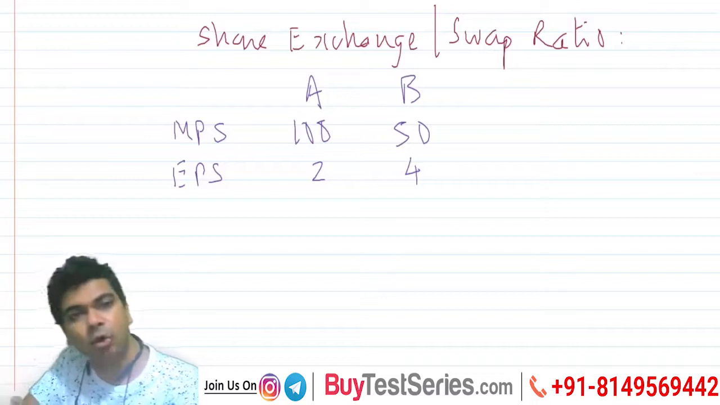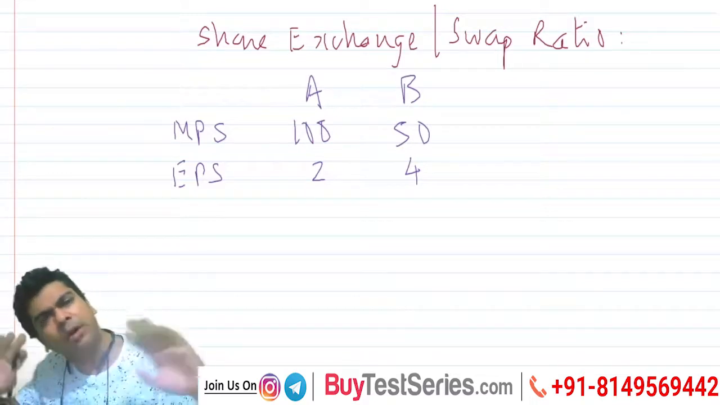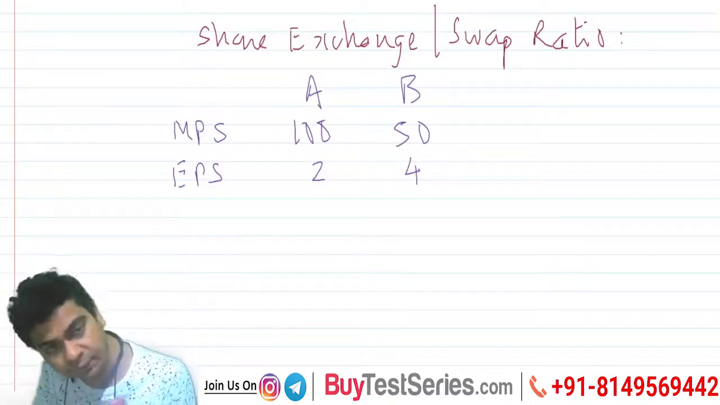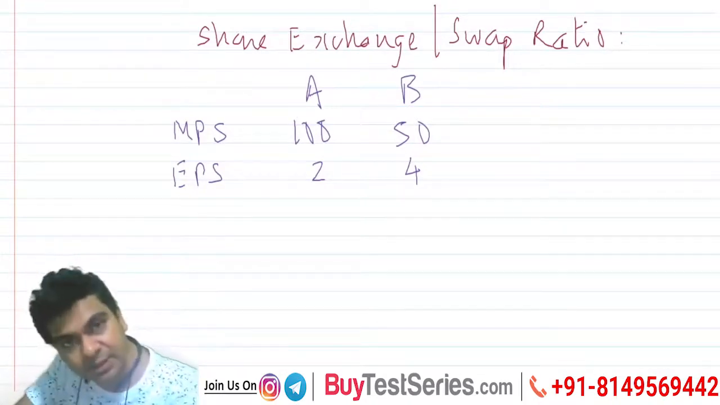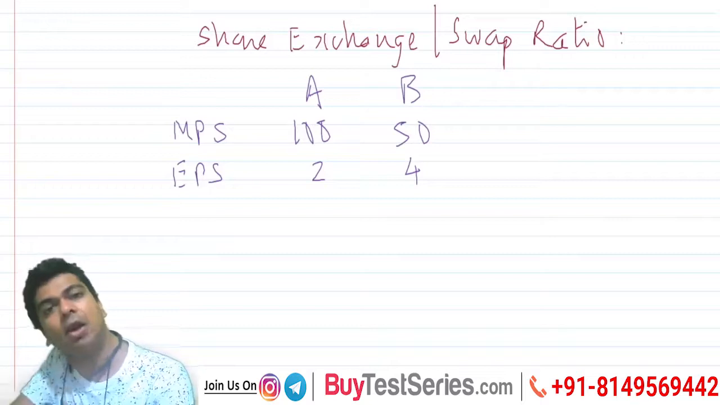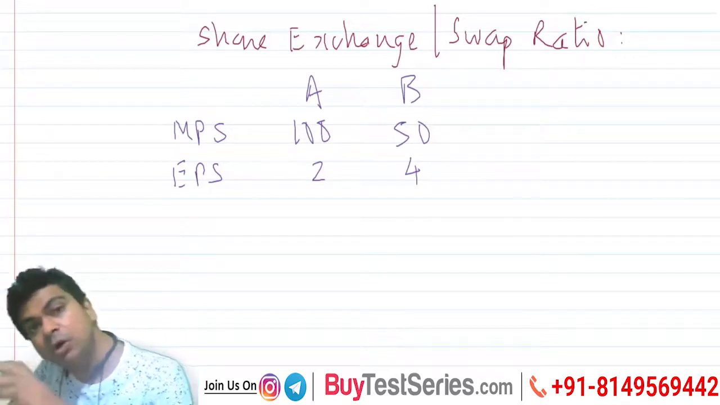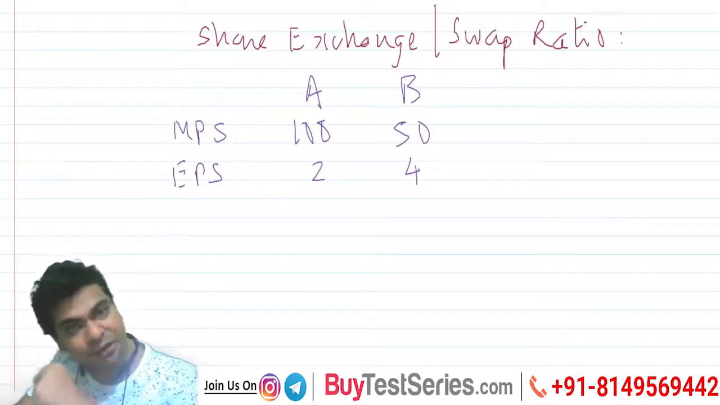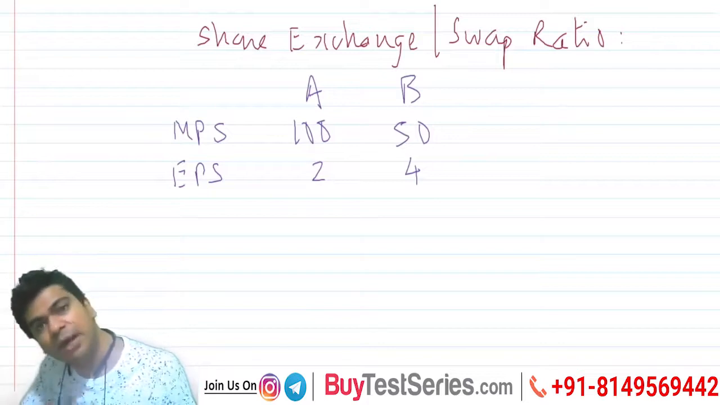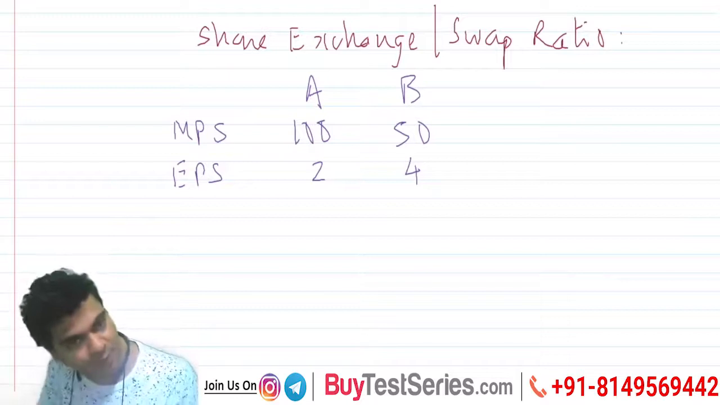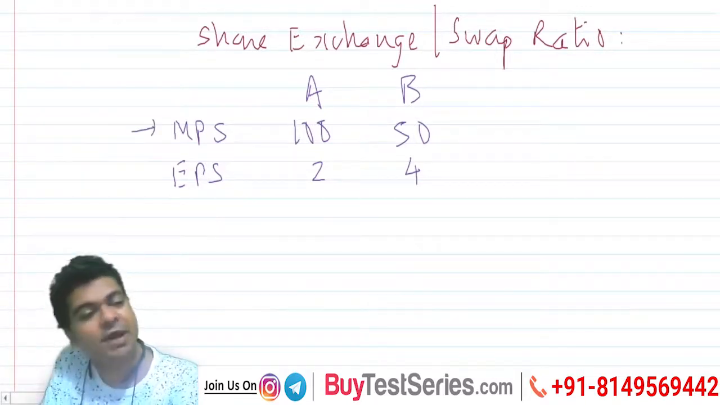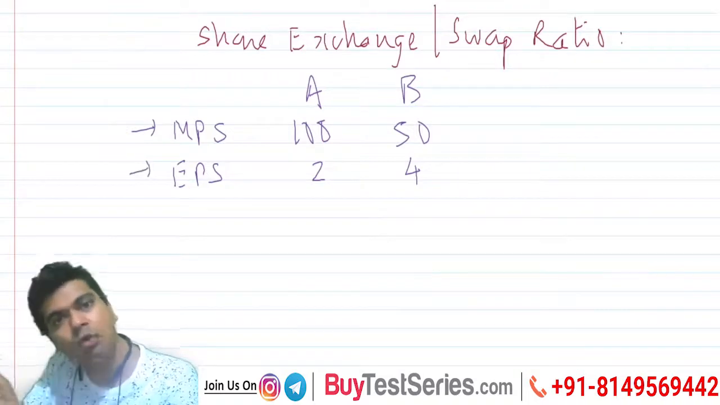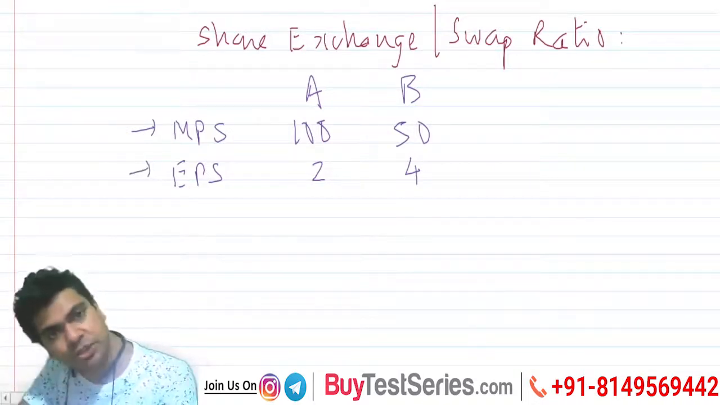When you are doing negotiations with the selling company, there are a lot of things that you are going to consider. So a little bit of MPS will be considered, a little bit of EPS will be considered, so is the P/E ratio, and a lot of other factors. So the final share exchange ratio will be decided on the basis of negotiations. But to keep things simple for this lecture, we would like to know that if I use the base as MPS, if I use the base as EPS, how will the share exchange ratios change?